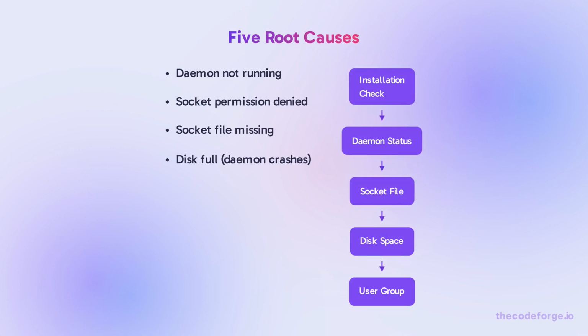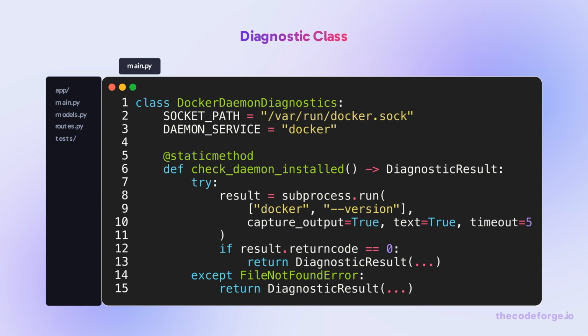There are 5 primary causes. The daemon is not running, the user lacks socket permissions, the socket file is missing, the disk is full, or the environment is misconfigured. Each requires a different fix. Here's a Python diagnostic class that checks each component systematically. It returns a report with status, details, and fix commands for each issue.